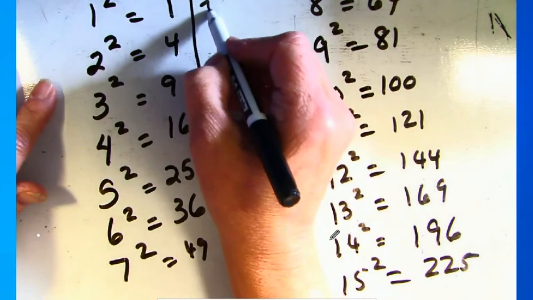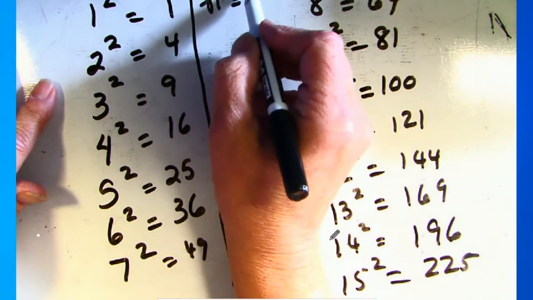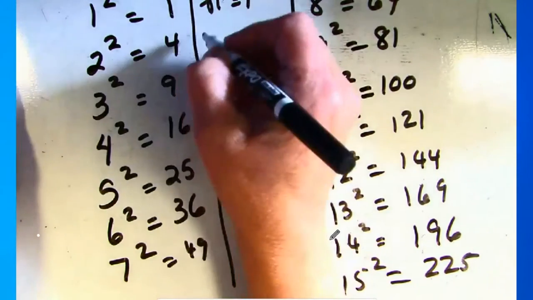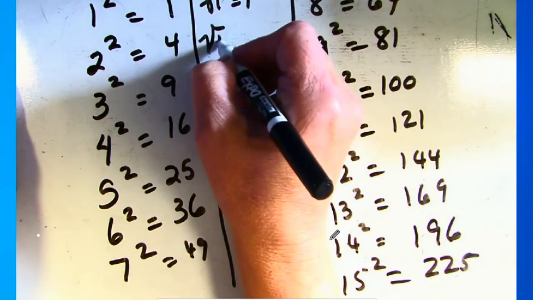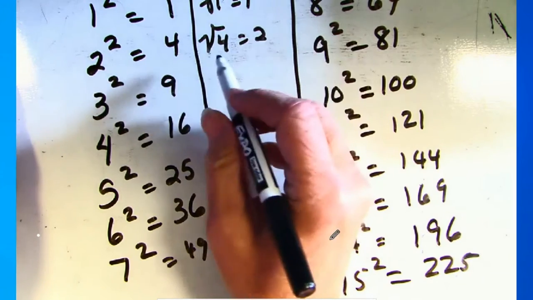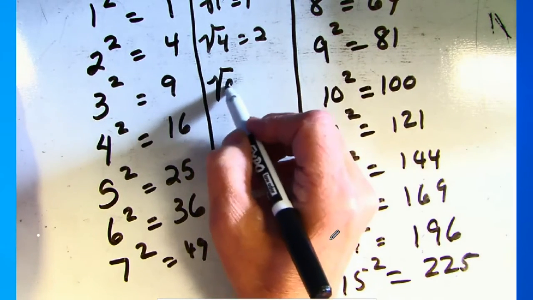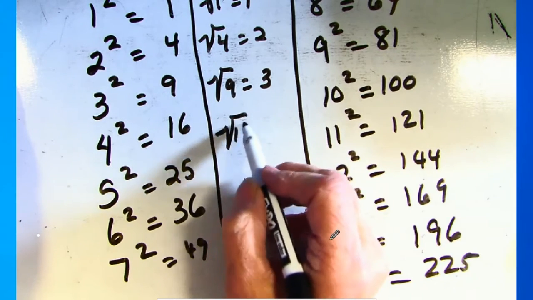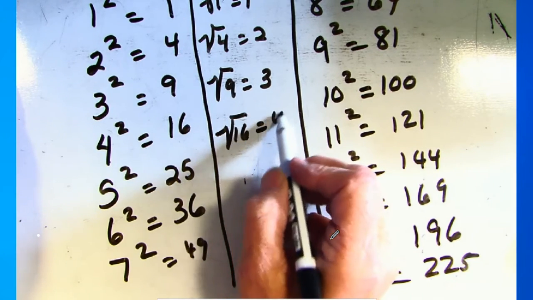If I asked you what the square root of 1 is, what times what is 1? The answer would be 1. And the square root of 4 would be 2. And the square root of 9 would be 3. And the square root of 16 would be 4.